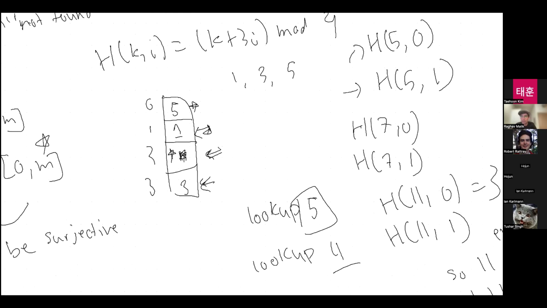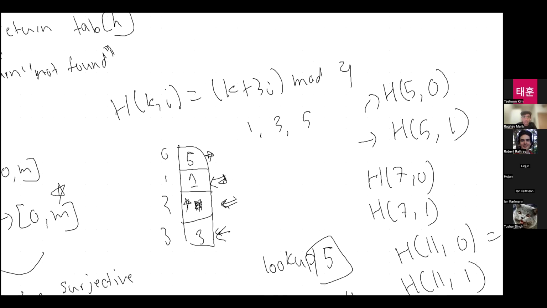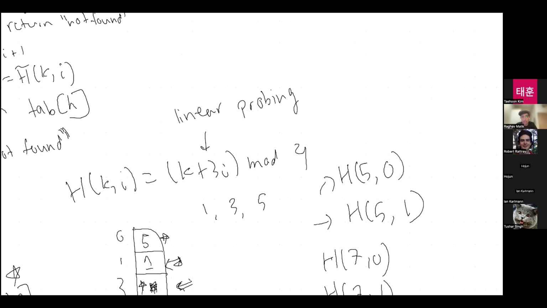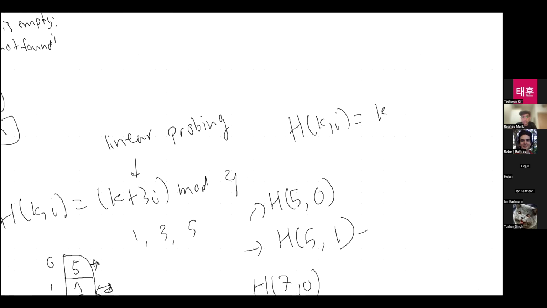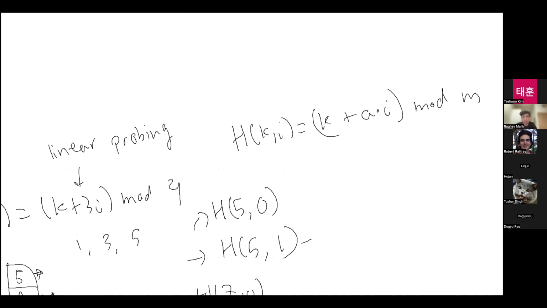It is 9:45, so I'm going to let you go after I define this. This is called linear probing, where h of k comma i equals k plus a times i mod m.